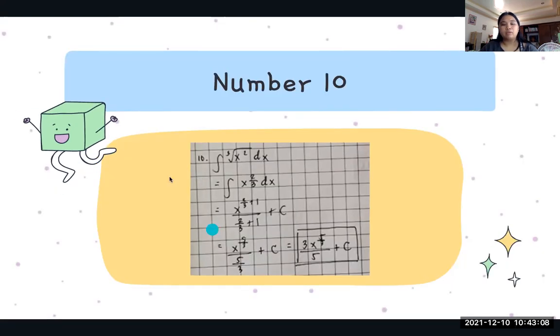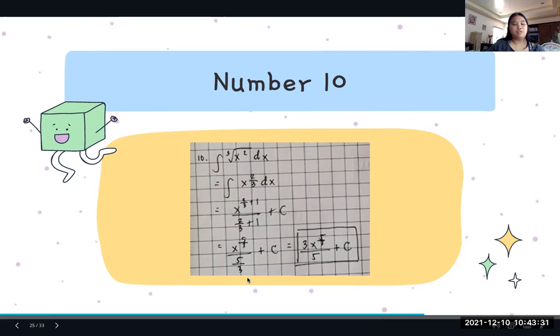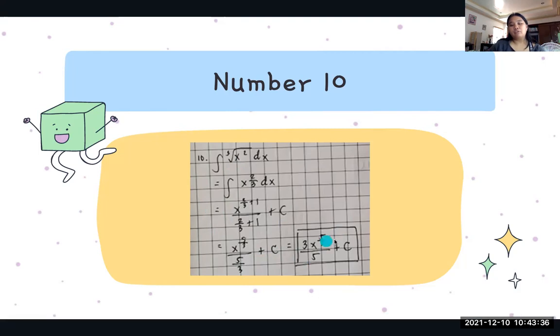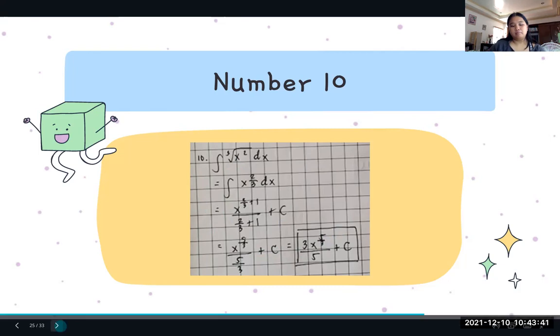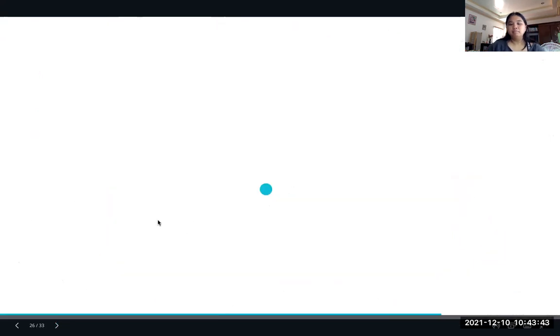And then for number 10, we have the integral of the third root of x squared dx. Again, we will convert the third root of x squared into exponential form. So we will have x to the 2/3 power dx, and then use theorem B to operate on the exponent. So we have 5/3 as our new exponent. And if we simplify, we will have 3x to the 5/3 power over 5 plus C.